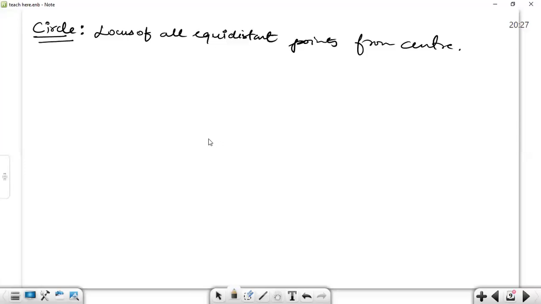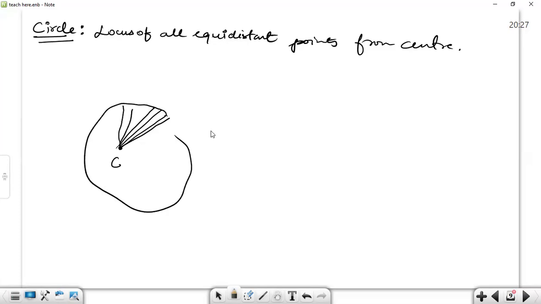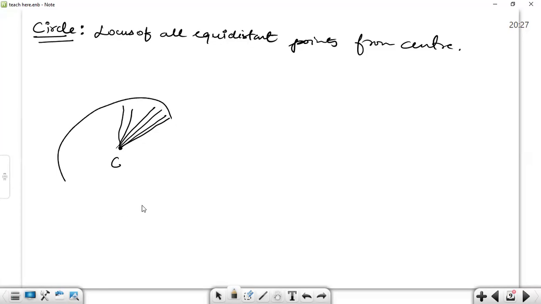Yes, this is how we can define it: there must be a center and the locus. Locus means we are tracing all the points which are equidistant from a certain point, which is known as the center. When we collect all those points that are equidistant from the center, it will be a circle.